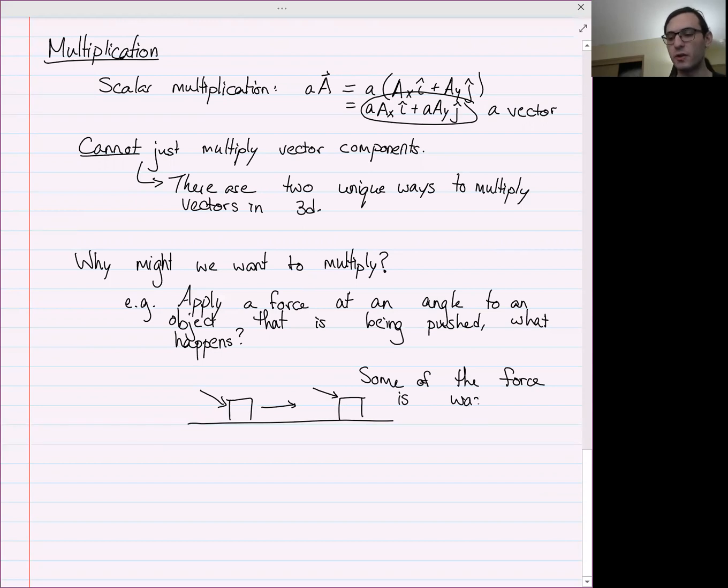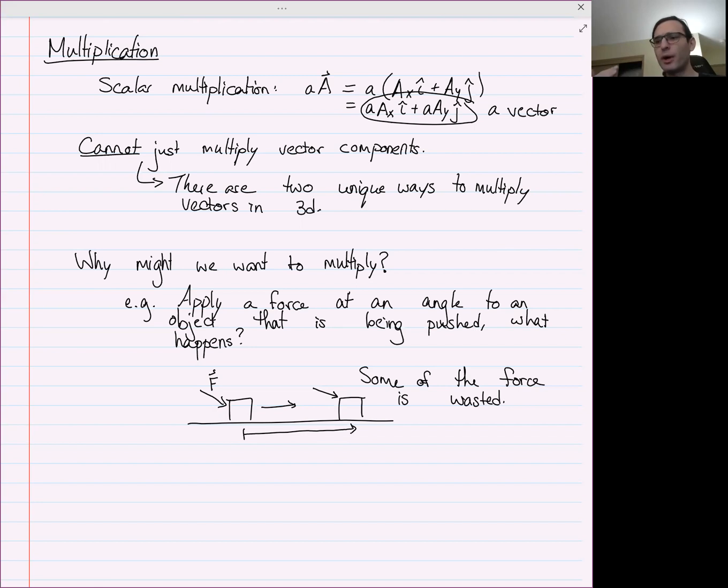Now, in this case, there are 2 vectors present. There's a force vector that tells you how strong you're pushing and the direction that you're pushing in. And then there's also the displacement vector, which tells you what direction the object went in and how far it went. So if those 2 vectors aren't aligned with each other, you're losing some force, right? And it turns out that it will be useful to come up with a way to account for that when you're multiplying those 2 quantities together.